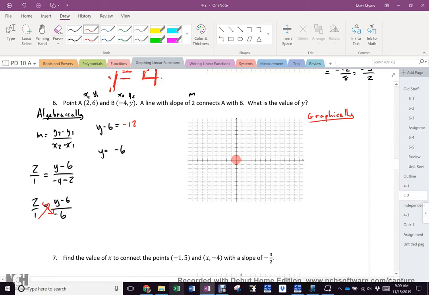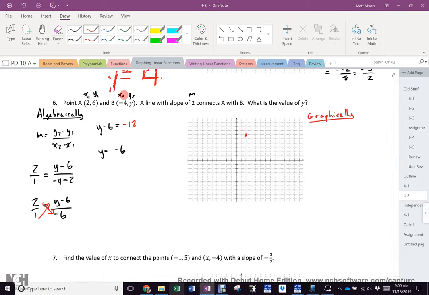Six downwards. Really? To the right, 2 and? 1, 2, 3, 4, 5, 6. Does everyone agree? Excellent. What do I know about point B?